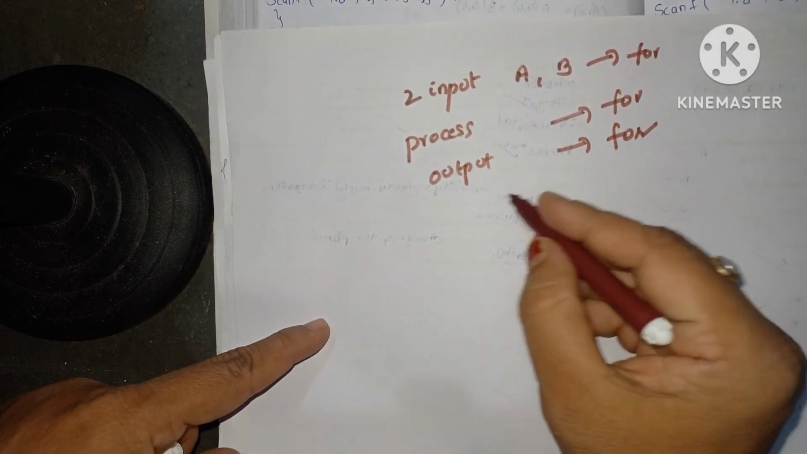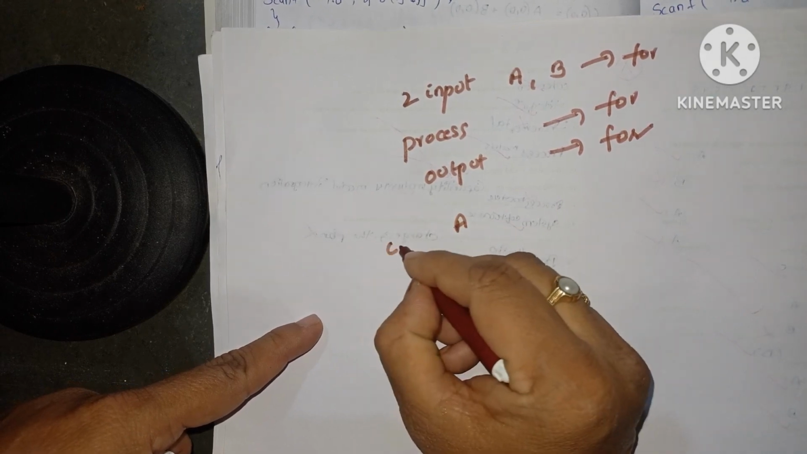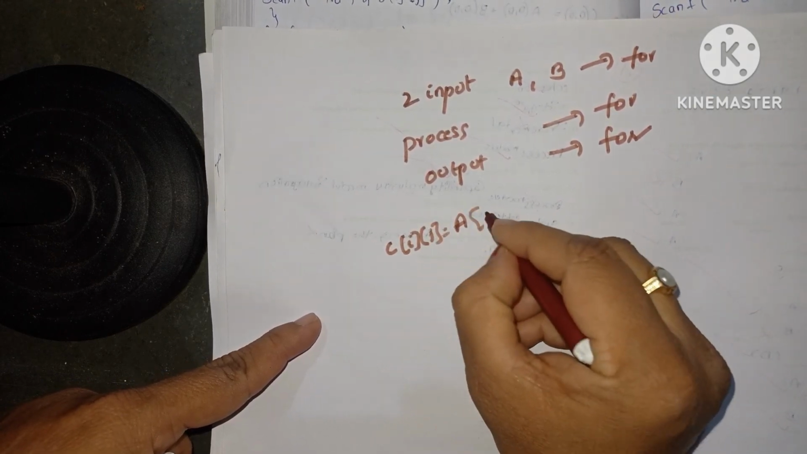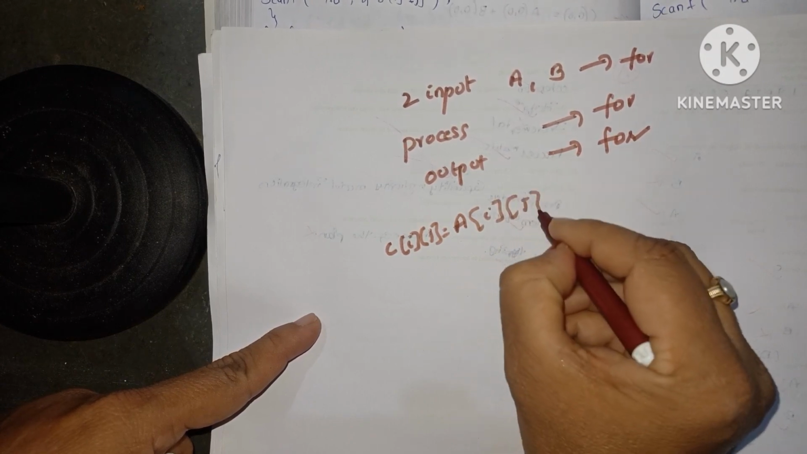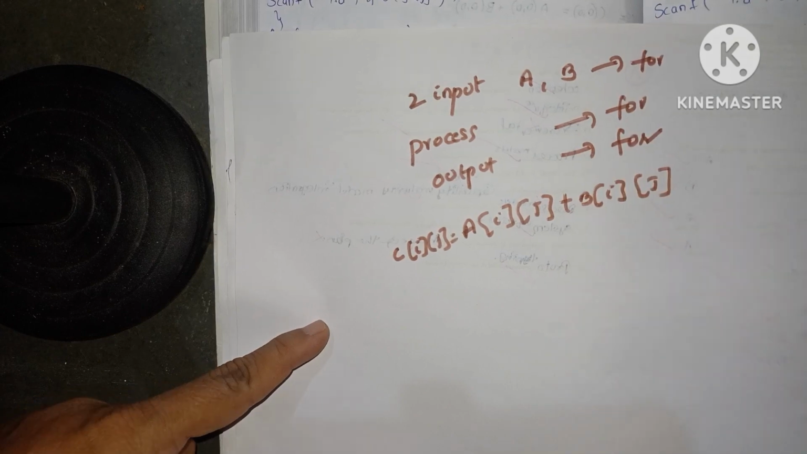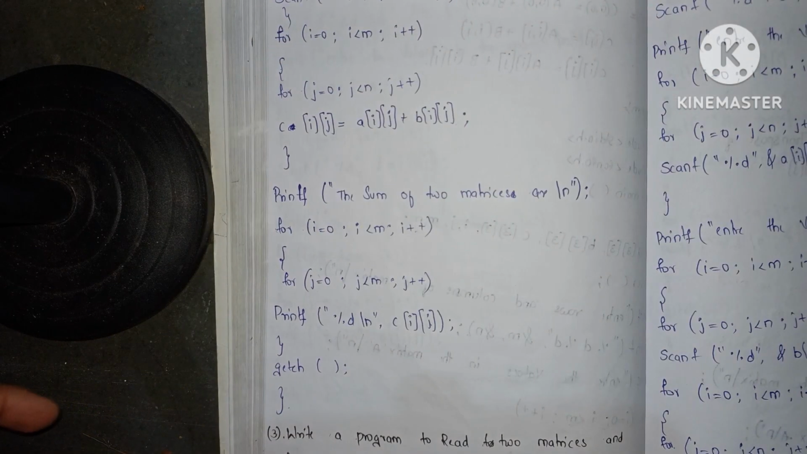So what is the logic of the sum of two matrices? Simple logic: C of ij is equal to A of ij plus B of ij. So this is the logic for the sum of two matrices.